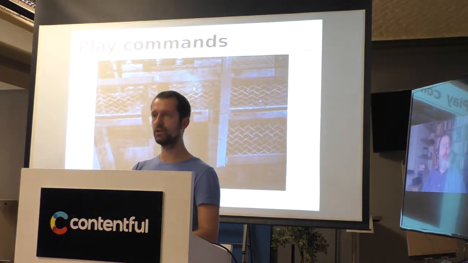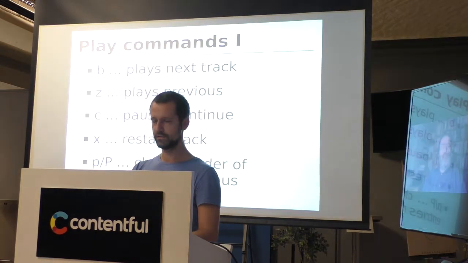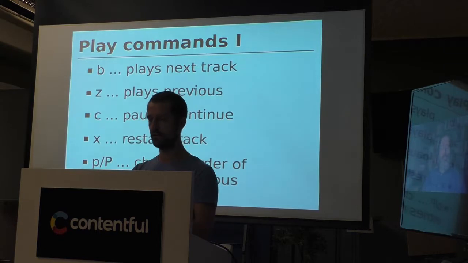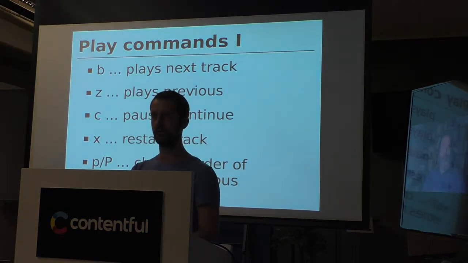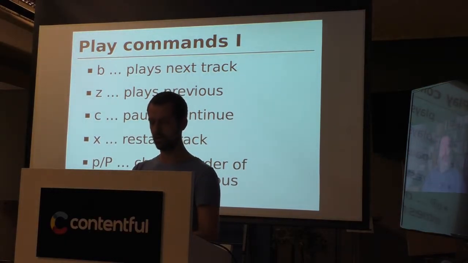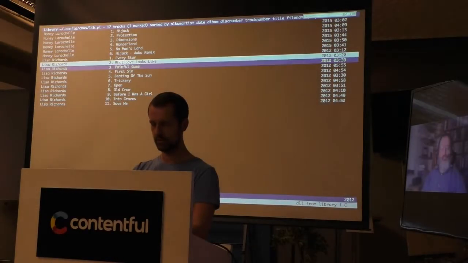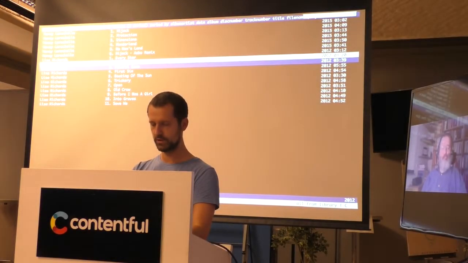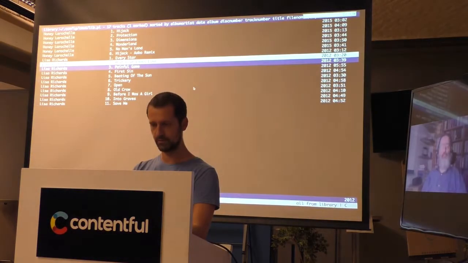Okay, so when you're playing songs, there are different commands available, and of course shortcuts. You can press B to play the next track, or Z to play the previous track. You can pause the currently playing song, restart the track, or change the order of entries by pressing P. So this is very intuitive. So let's go to the next song by pressing B.